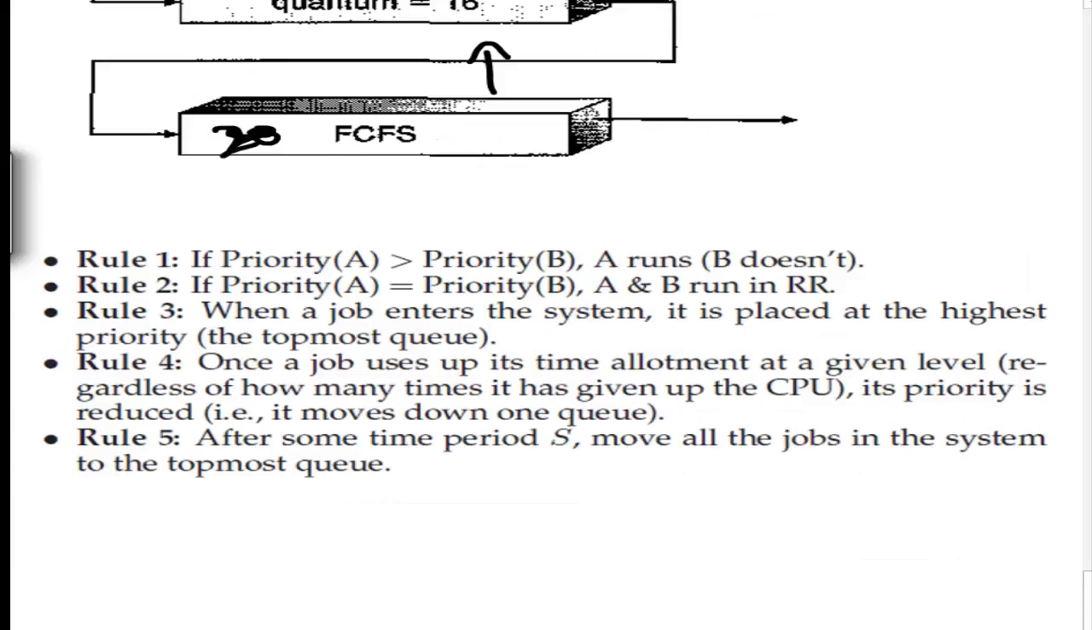So this is our final list of rules for the multi-level feedback queue. If priority of A is greater than B, A runs. If they are equal, they run in round robin. When a job enters the system, we treat it as a high priority job, so we keep it in the topmost queue. Once it uses its CPU time allotment, we move it down and reduce its priority. After some time period S, we give it a boost so that it moves up, so there is no starvation.